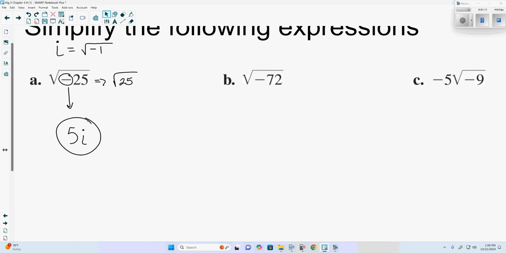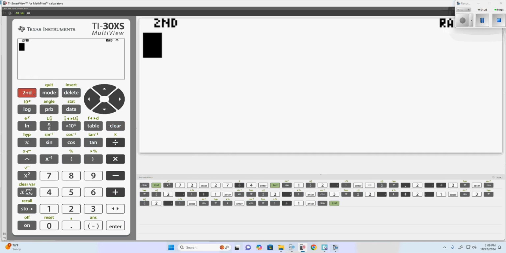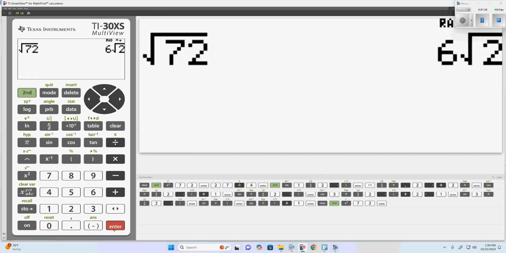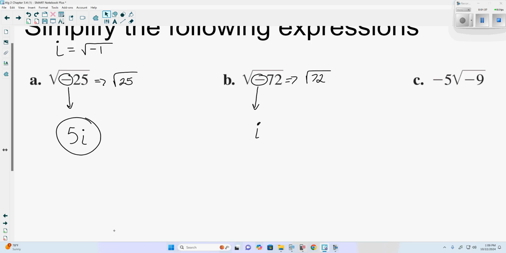However, the square root of -72, well, again, just like the previous one, the negative will come out as i, leaving us with the square root of 72. Now, the square root of 72 does not reduce as nicely as 25, but the TI-83 will simplify radicals for us. So we can tell it to take the square root of 72, and it tells us that it's 6 square root of 2. Or for us, it's 6i square root of 2. We always want to put the i after the number, but in front of the radical. Questions on this here? Because we did that yesterday.